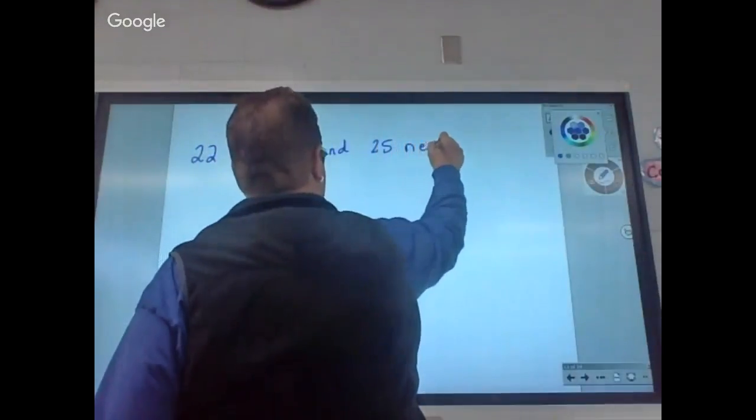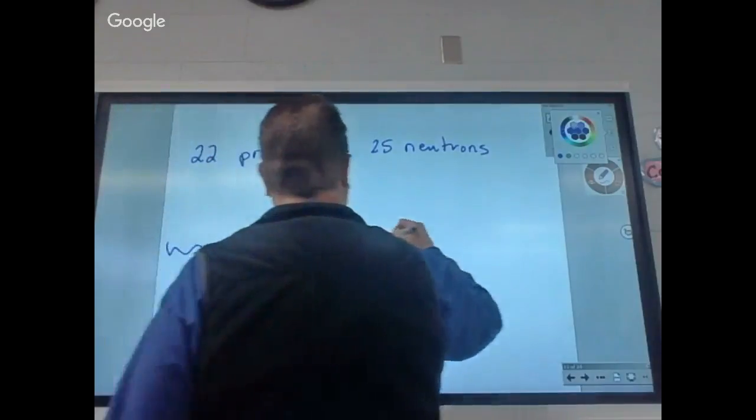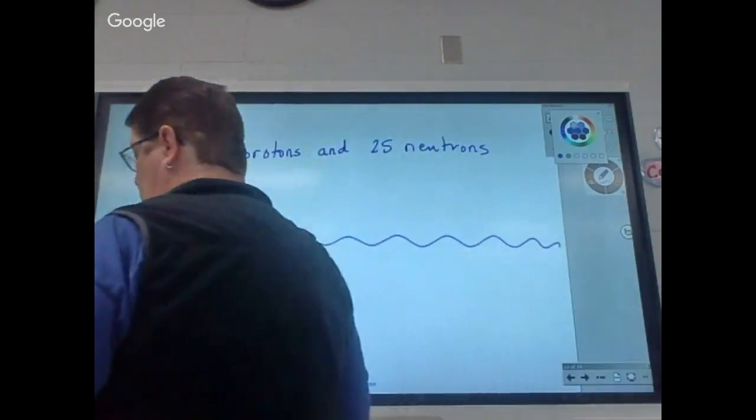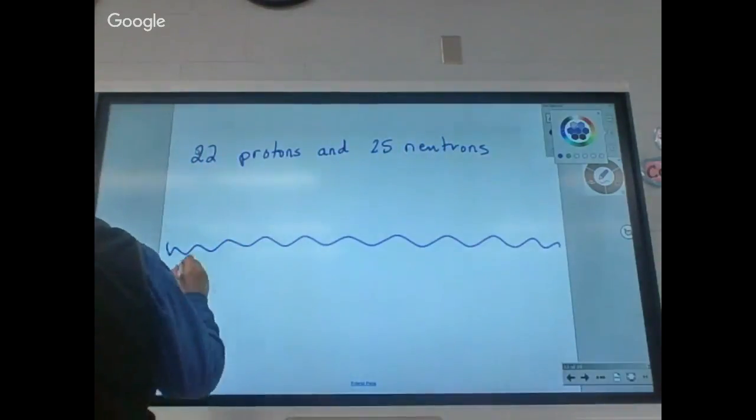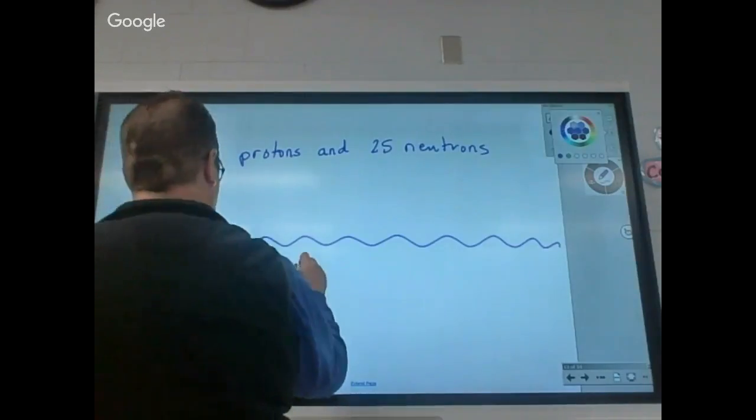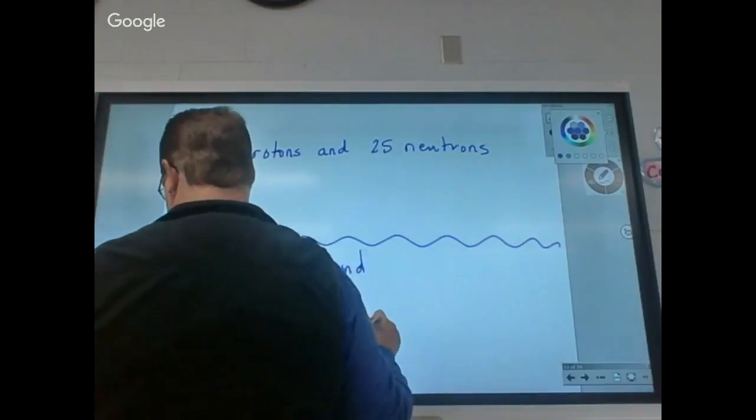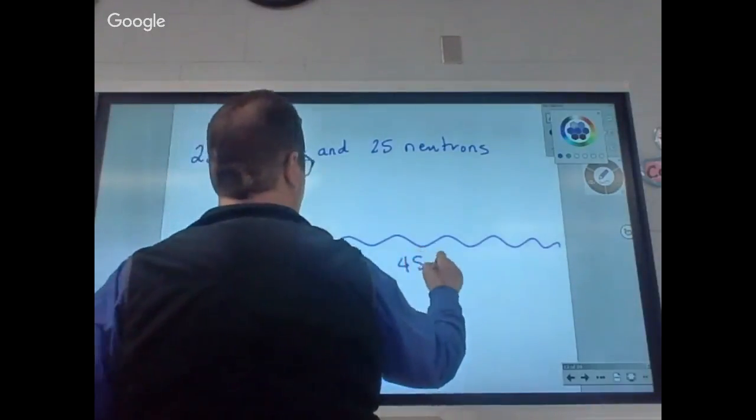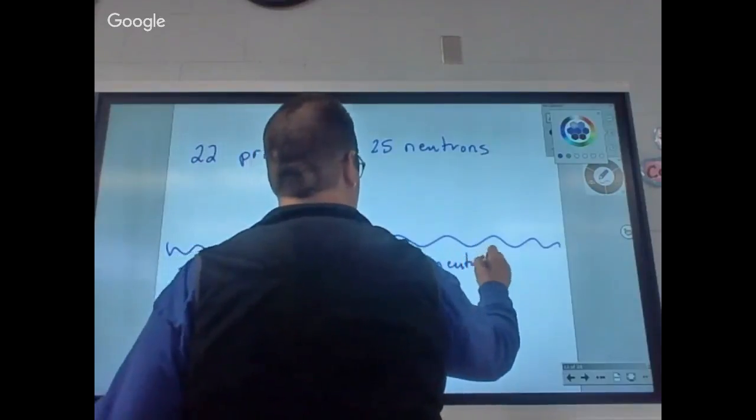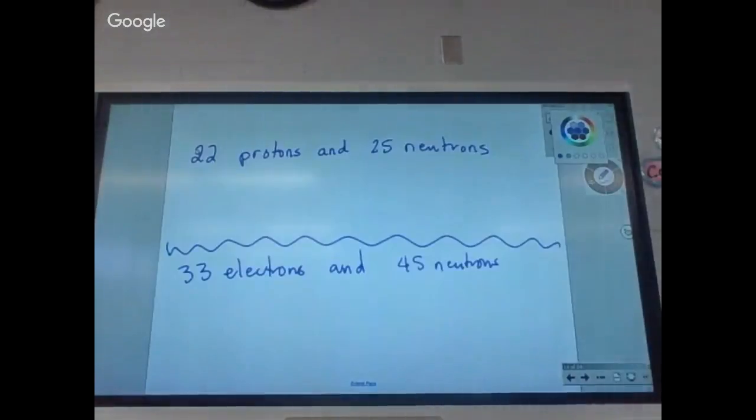Five neutrons. And let's say we have 33 electrons and, oh, I don't know, 45 neutrons. All right, write them in both notations. See what you can do.